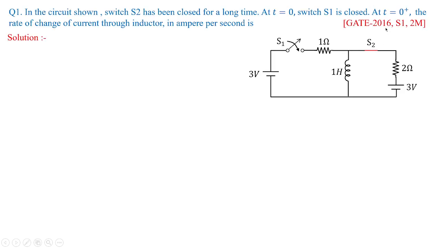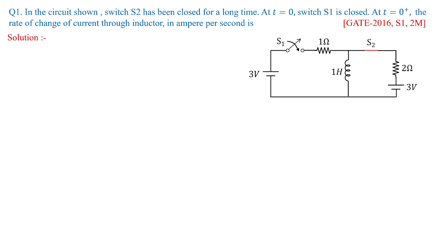It was asked in GATE 2016 under set 1 for 2 marks: in the circuit shown, switch S2 has been closed for a long time. At t equal to 0, switch S1 is closed. At t equal to 0 plus, the rate of change of current through the inductor in ampere per second is, we need to find out the value for that. This was asked for 2 marks and it wasn't a multiple choice question. So we need to get the value.